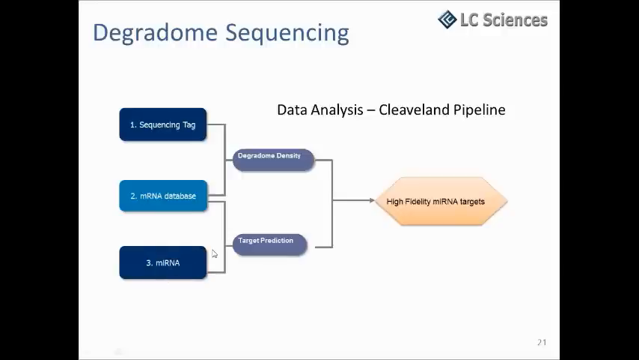We combine the messenger RNA degradome density and the cleaved messenger RNA reads with the microRNA reads, or microRNA information. Then we can do the target prediction, and from the data analysis we also know the abundance of each degraded messenger RNA. So we will have a high fidelity microRNA and messenger RNA target pair, and we know the abundance and we know the cleavage site.